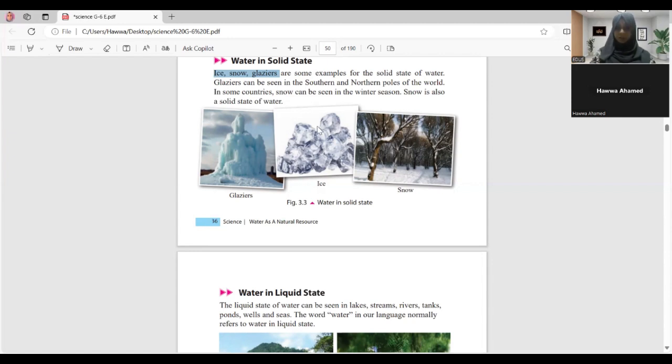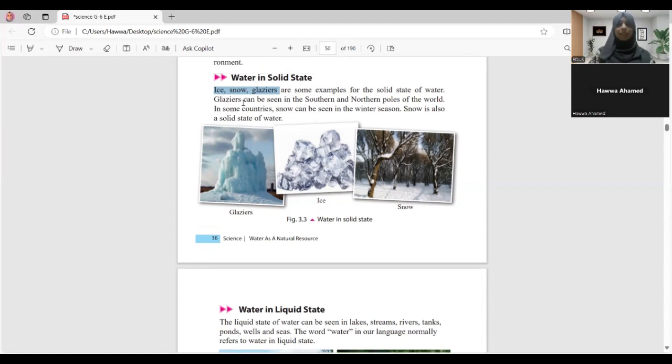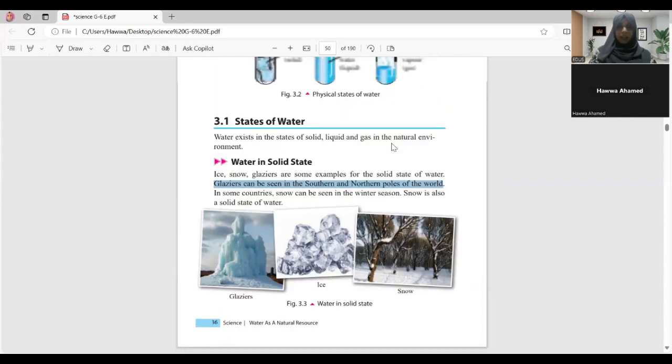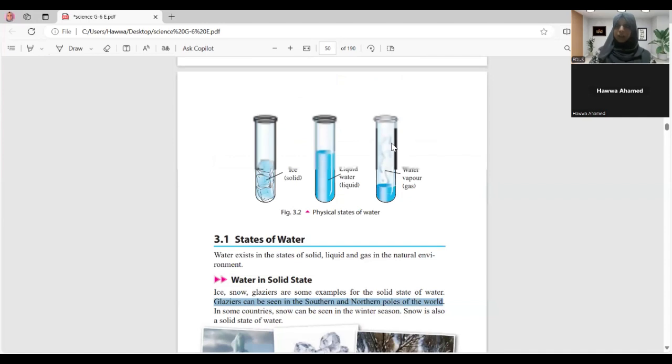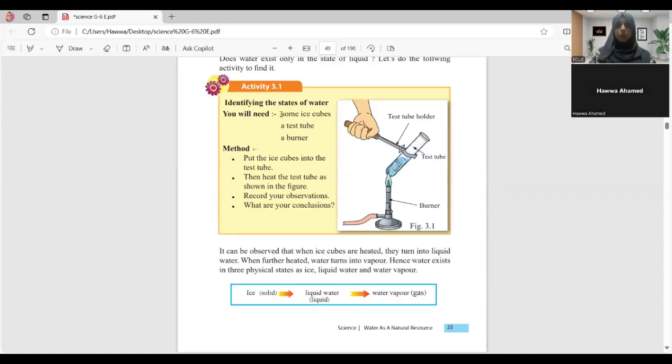Okay, and then we have ice cubes. Glaciers can be seen in the southern and northern poles of the world. So where do you see glaciers? Southern and northern poles, extremely cold countries. Then in countries with winter season, we can see snow, right? In this activity, Activity 3.1, they are showing us the three states of water.